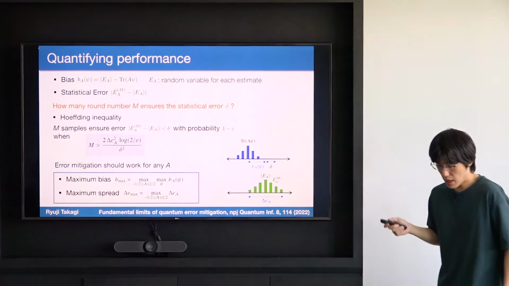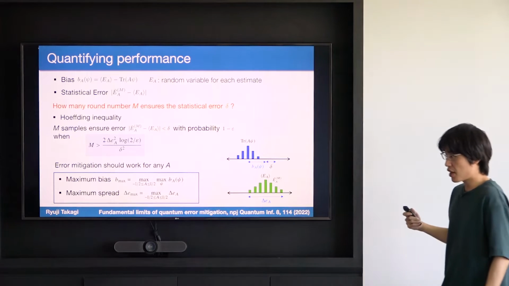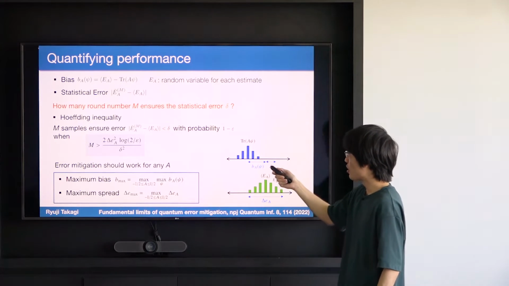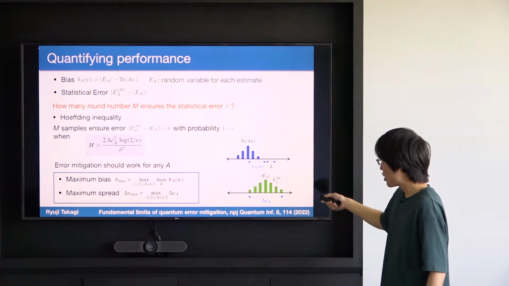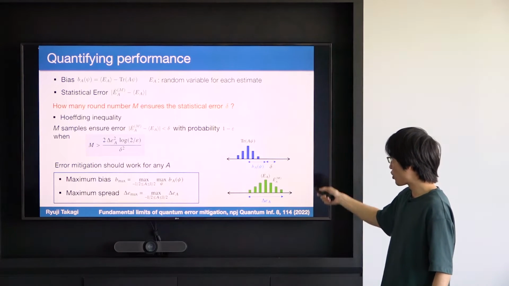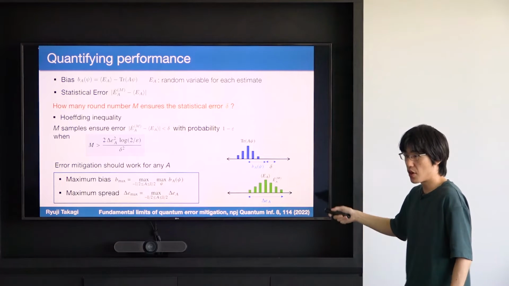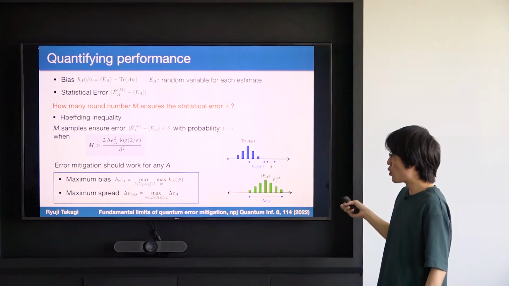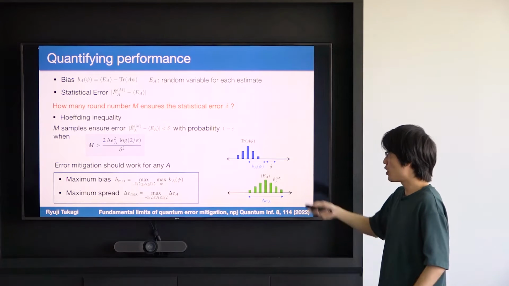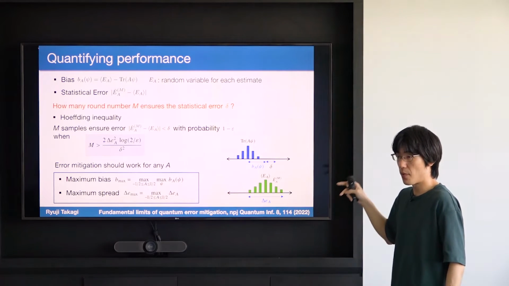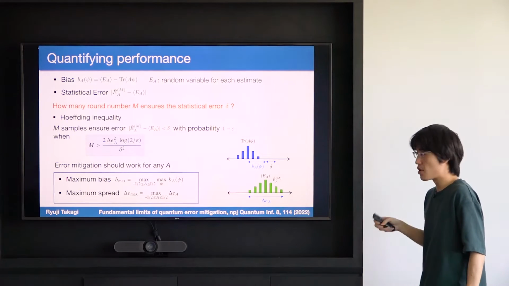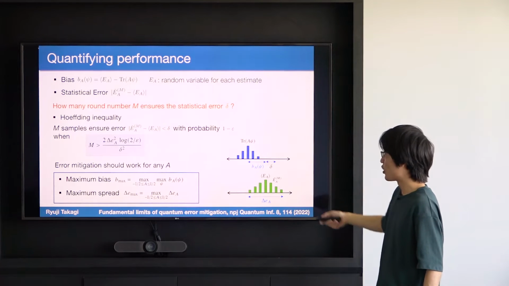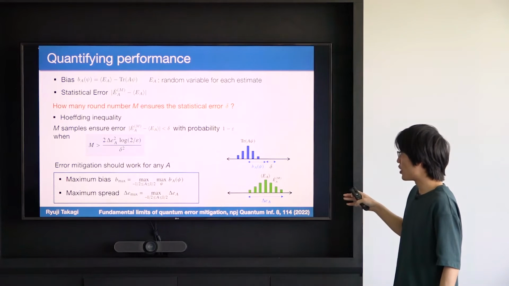Okay, so then how do we understand the quantification of the performance? I already mentioned bias a little bit. This bias is again the difference between the true expectation value and the expected value of the error-mitigated distribution. And we will also have another error, shot noise. This is a statistical error that comes from the finiteness of the round number m. So then you might have some statistical error delta on top of it.